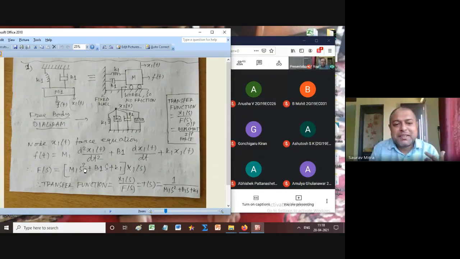From there I'm just taking the Laplace transform, and this thing is coming in the denominator, and the denominator equation equal to 0 is called the characteristic equation. So either you can say s square plus b1 by m1 into s plus k1 by m1 is equal to 0, or you can say m1 s square plus b1 s plus k1 is equal to 0. That is called the characteristic equation. From there you will have two values of s, s1 and s2, and if those two values of s are in the left side of the s plane, we will say that this whole system is stable.